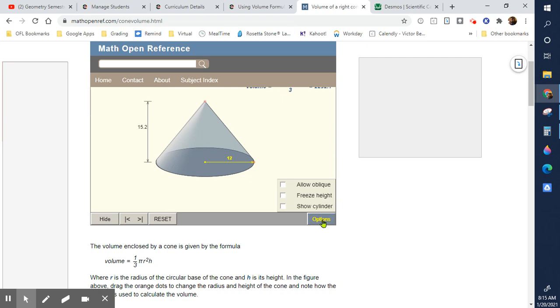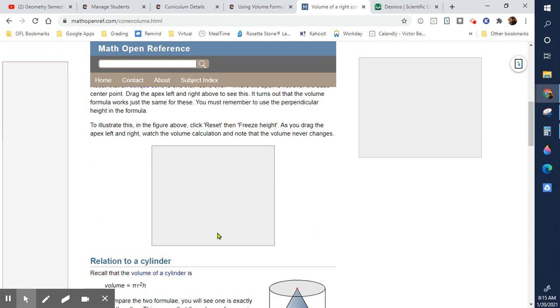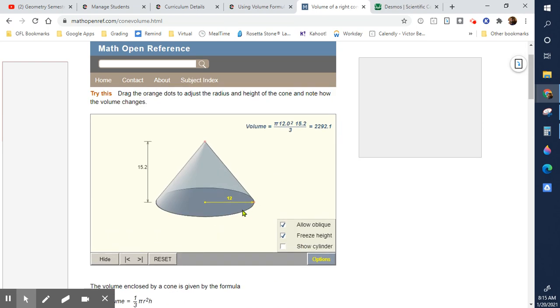Let's see if I can. Okay, freeze height. Oh, okay, there we go. Freeze height, allow oblique. So this was in the original one. I don't know why they gave us one otherwise. So I'm going to freeze the height, and I do this, and you see that even as I move it, the volume stays the same as long as the height stays the same.